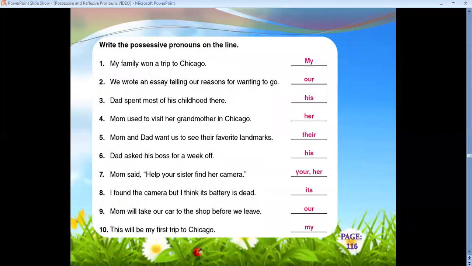Let's check. The first one is my, 2, our, 3, his, that's right, 4, her, 5, their, 6, his, 7, your and her, we agreed on that, 8, its, 9, our, and 10 is my. All of them are correct.